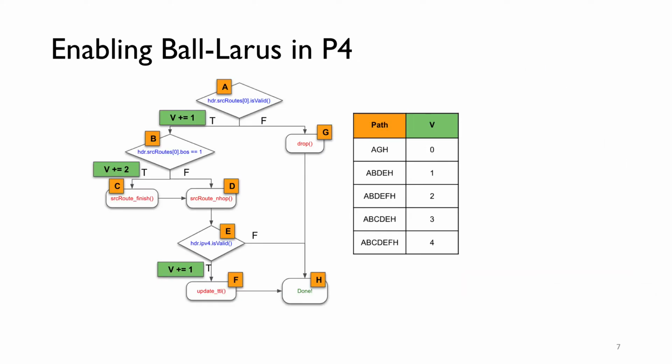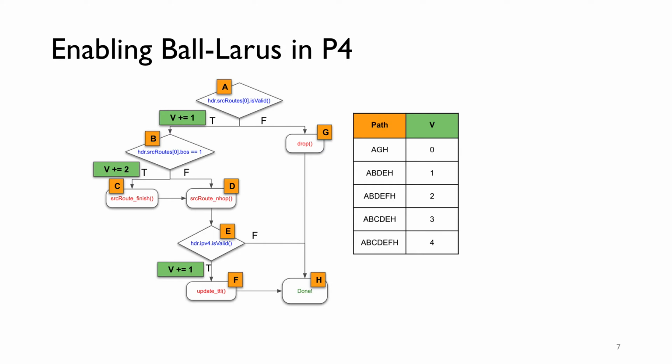So let's look at what this looks like for our example program. Now we have the variable v, which represents our path variable, and we see green boxes on edges representing the amount to increment the variable v. The final value of v uniquely identifies the path that was taken.